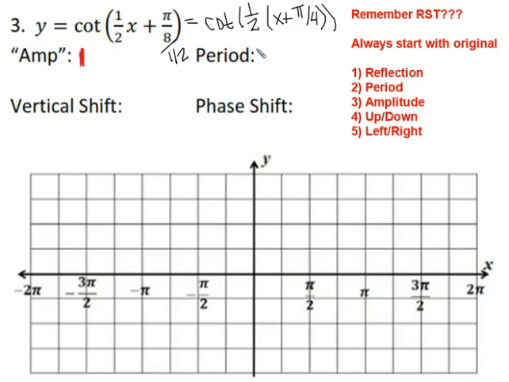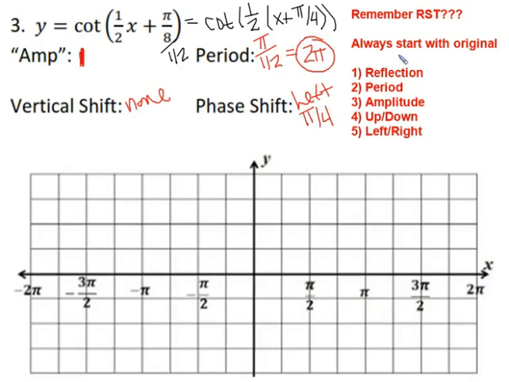Amplitude of 1, period. Now here's the thing to remember, the original period of a cotangent graph is pi, not 2 pi. So we got to take pi divided by 1/2, which would give us a new period of 2 pi. We have no vertical shift because we're not adding or subtracting anything on the ends, but we do have a phase shift left, pi over 4.